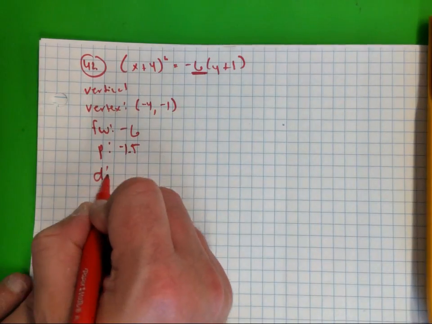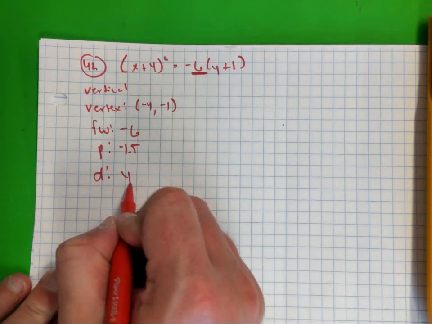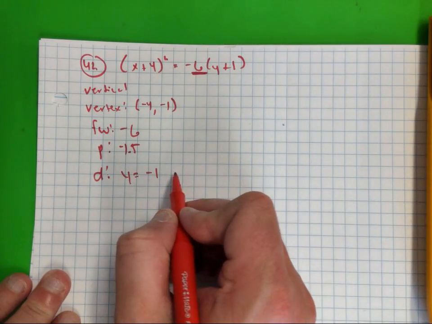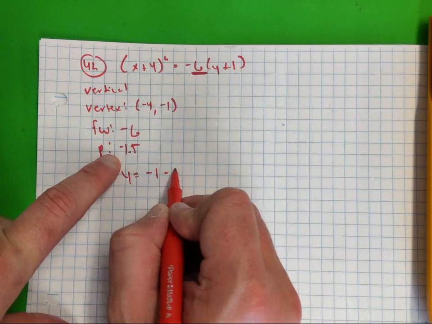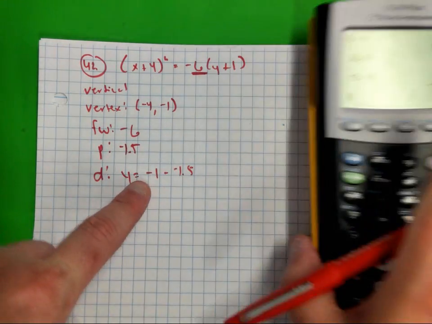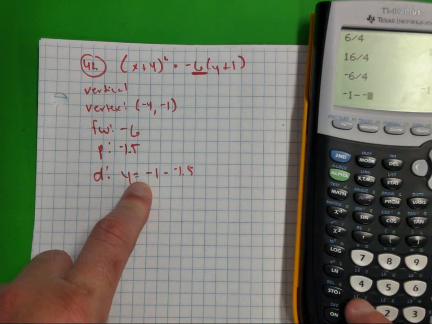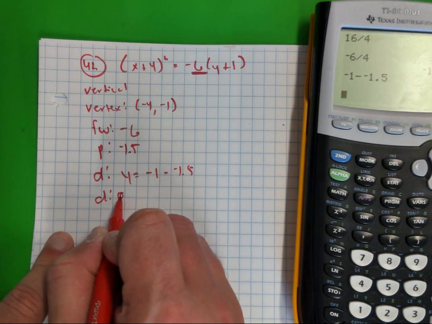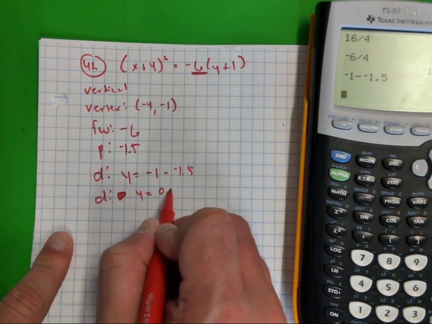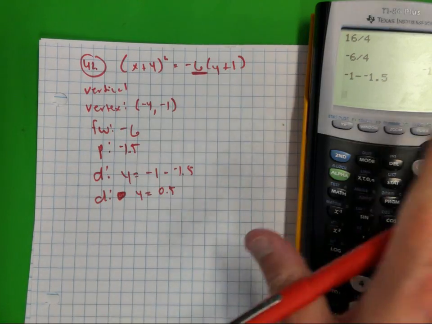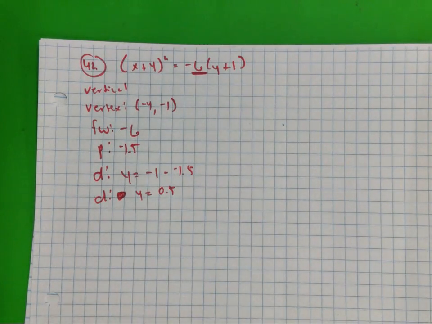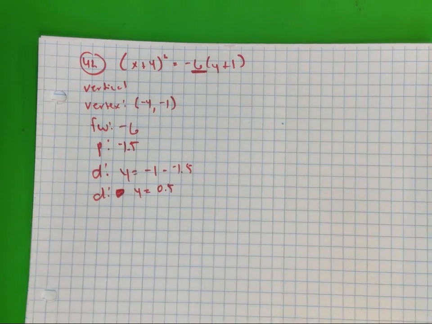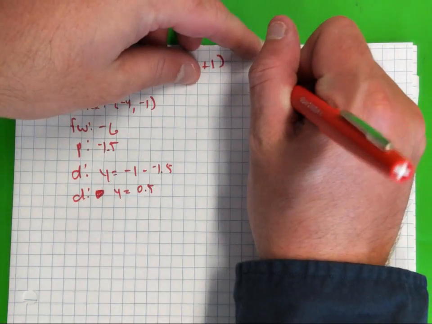Okay, now your directrix, so it'll be y equals your y value minus your p value. So you got -1 minus -1.5. Directrix equals 0. y equals 0.5. All right, we're ready to graph it.